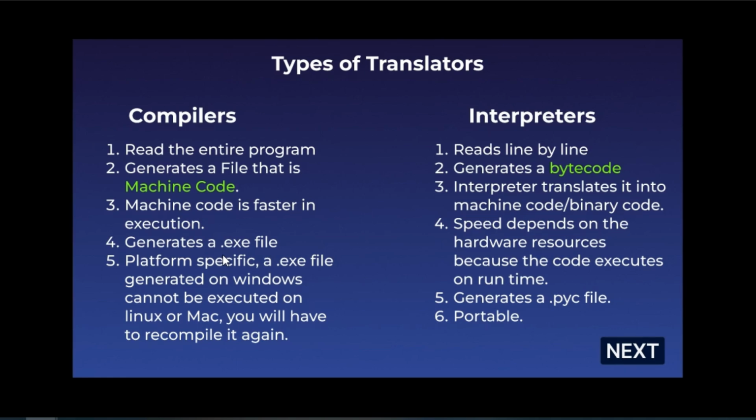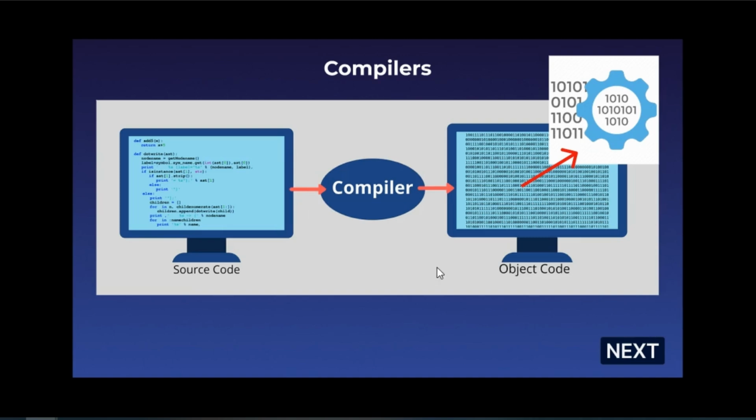Okay, so it says over here in point number 5, platform specific. A .exe file generated on Windows cannot be executed on Linux or Mac. You will have to recompile it again. So if you've generated a file on Windows and you're trying to run the same file on Linux or another operating system, you'll have to recompile the source code in that operating system. So it could generate a .exe file which is compatible to the configuration and the architecture of that operating system. So different operating systems have different architectures.